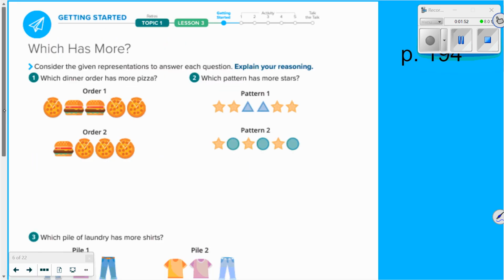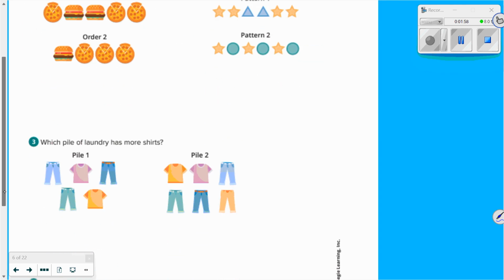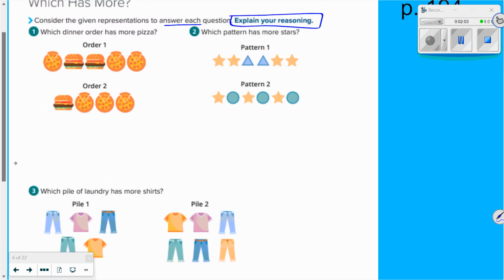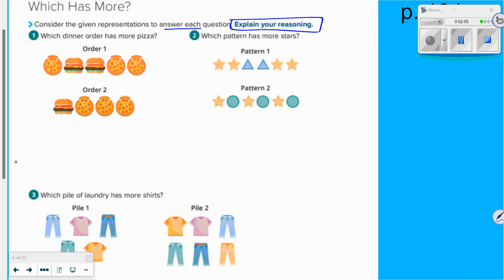Consider the given representations, answer each question, explain your reasoning. So they've given you 3 different situations. And then for the 4th one, what type of reasoning? Additive or multiplicative? That's going to make a big difference in how you are thinking about these. So go ahead and work together at the table. They've already given you the model. We'll give you guys about 4 minutes to figure this one out. Make sure you're explaining your reasoning.